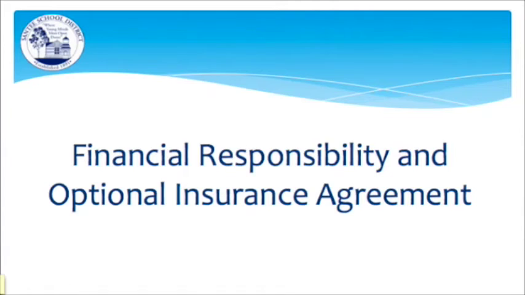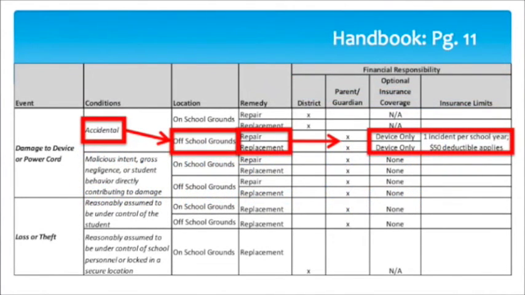Students enrolling in school after this time period will have 10 school days after they receive the device to enroll in the program. In the back of your handbook, beginning on page 11, there is information on the optional insurance program. Here's a screenshot of a table that explains what the optional insurance does and does not cover.